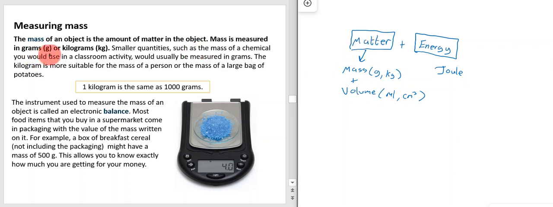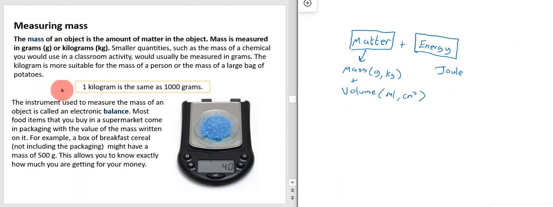So matter is measured in grams or kilograms. Smaller quantities, such as the mass of chemicals that you'll use in classroom activities, would usually be measured in grams. The kilogram is more suitable if you're measuring the mass of a person or a large bag of potatoes, for example. So the gram is used for smaller quantities and the kilogram is used for bigger quantities of mass.